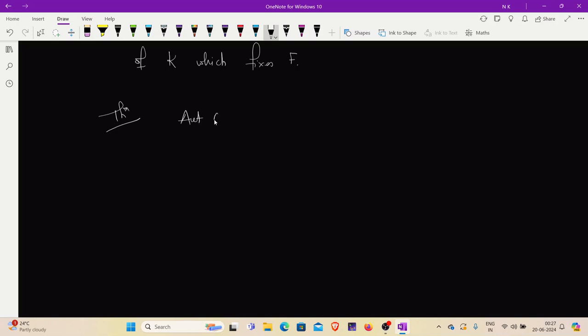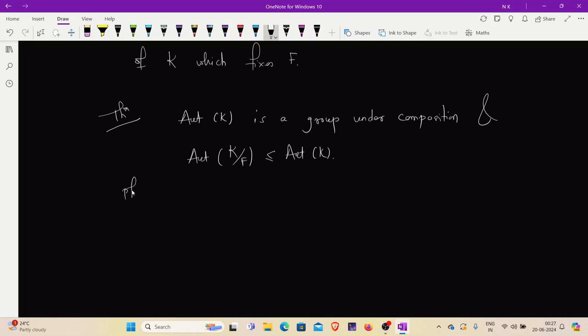So the theorem says that Aut of K is a group under composition, that is, the set of all automorphisms of field K forms a group under composition, and Aut of K over F is a subgroup of Aut of K. So first of all, I will prove that Aut of K is a group under composition. So we will consider the set of all automorphisms of K, and the operation defined on that set is composition.